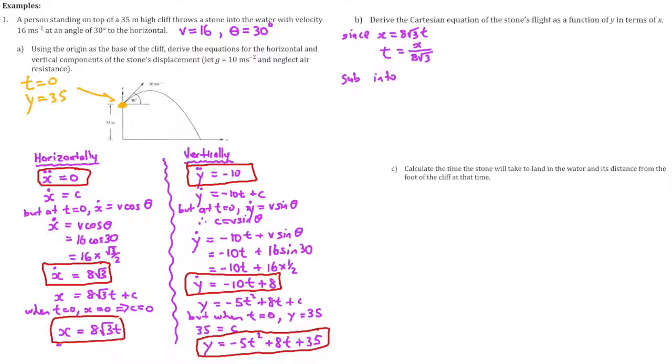Let's substitute it into y equals minus 5t squared plus 8t plus 35. So I get y equals minus 5 times (what is t? It's x on 8 root 3) squared, plus 8 times x on 8 root 3, plus 35.